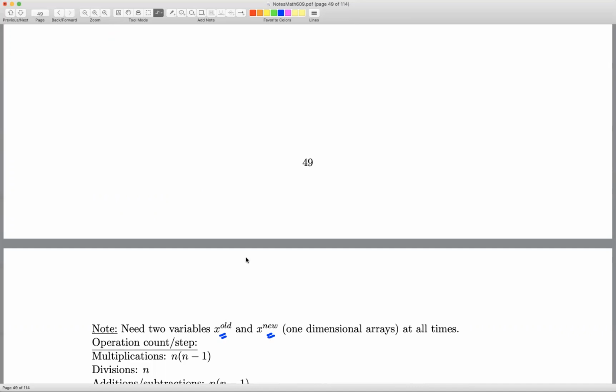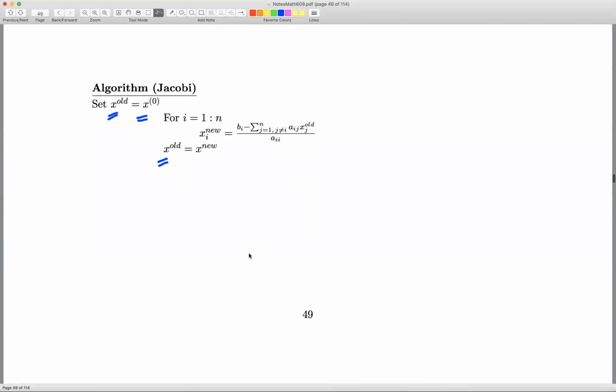And let's do the operation count per step. So if we look at the multiplications, how many multiplications do we have? At every step here, we compute all the components of the vector x new.